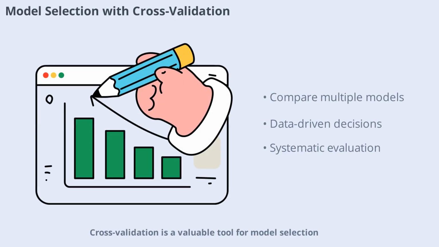Cross-validation is a valuable tool for model selection. By comparing the performance of different algorithms or parameter settings across multiple folds, you can identify which model is likely to perform best on new data. This systematic approach takes the guesswork out of model selection and helps you make data-driven decisions.